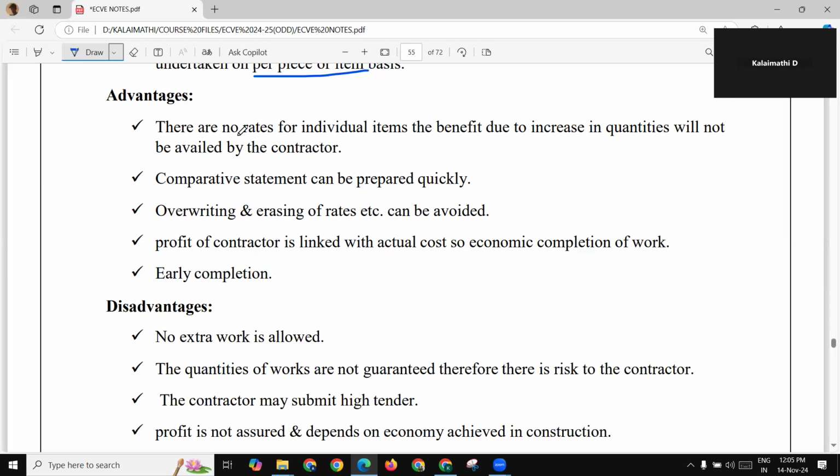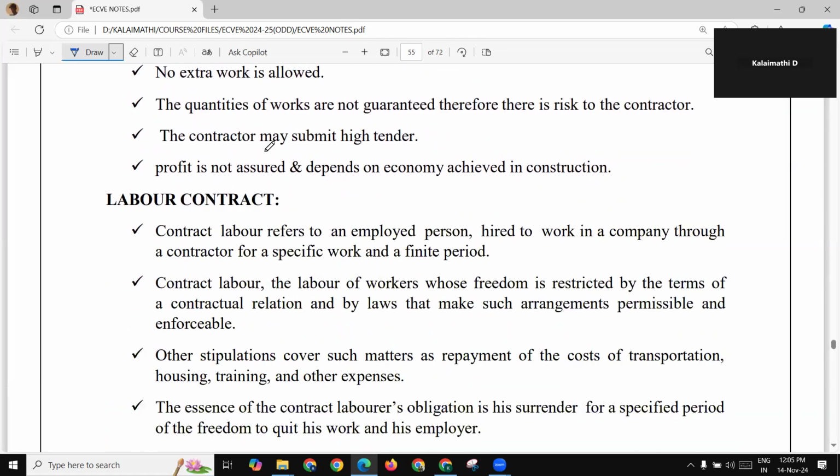So advantages, there are no rates for individual items. The benefit due to increase in quantities will not be availed by the contractor. So comparative statement can be prepared weekly. Overwriting and erasing of rates can be avoided. Profit of contractor is linked with actual cost. So economic completion of work, and then early completion.